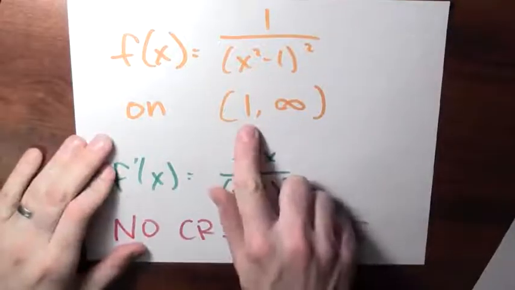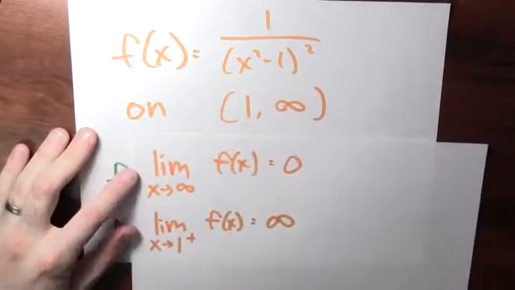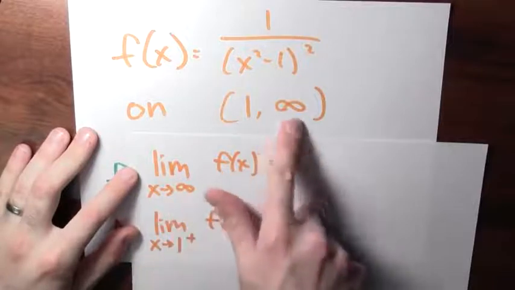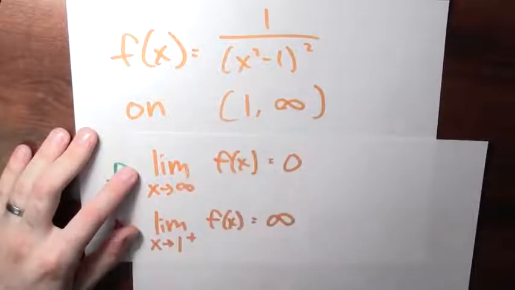So what about the behavior near the boundaries of this interval? What happens if x is just a little bit more than 1, or when x is really, really big? So we're working on the interval from 1 to infinity, this open interval. That means the limits I should consider are the limit of the function as x approaches infinity, and the limit of the function as x approaches 1 from the right-hand side.